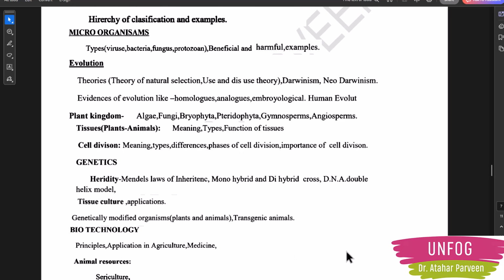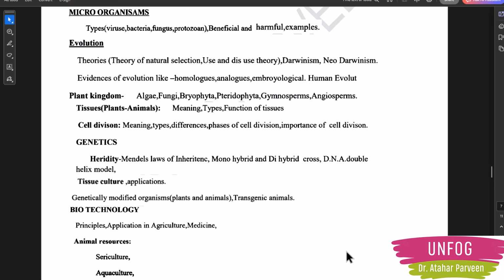Then we'll study about evolution and theories of evolution. We say that humans have monkey ancestors. How did monkeys become humans? All those theories we'll study in evolution and theories related to that. And then in the plant kingdom again we have algae, fungi, bryophyta, pteridophyta, gymnosperms, angiosperms. That all we'll study. And tissues, plants and animals both have tissues, right?